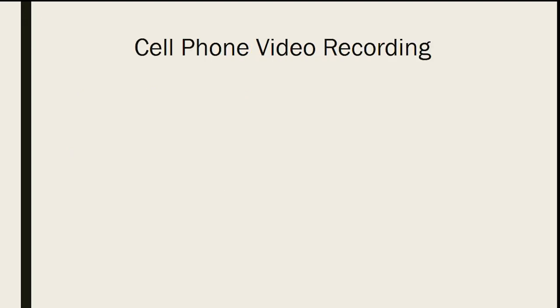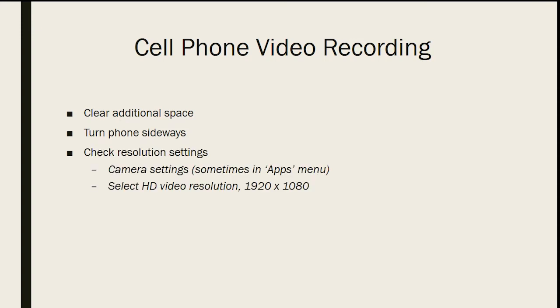Recording media with your cell phone is an easy and accessible way to create video projects. Before you record, make sure you clear additional space on your device. Turn your phone sideways. Check resolution settings. In your camera settings, sometimes through the apps menu, you can find the resolution settings. Select HD video, which is 1920 by 1080.